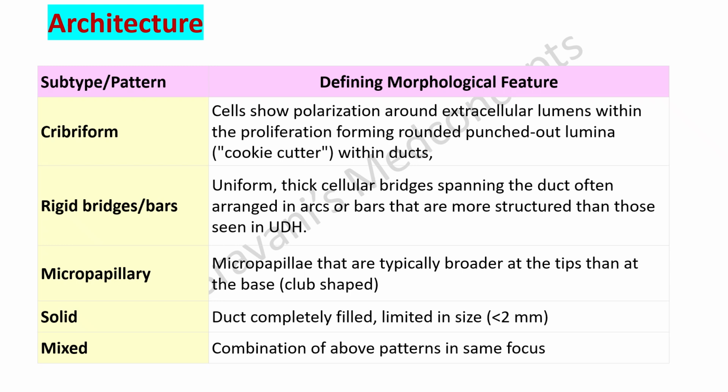When we see the rigid bars and bridges, they are uniform thick cellular bridges spanning the duct, often arranged in arcs or bars that are more structured than those seen in UDH. Micropapillae are typically broader at the tips than at the base, that is club shaped. Solid, that is duct completely filled and limited in size, that is less than 2 mm. Mixed, combination of above patterns in the same focus.